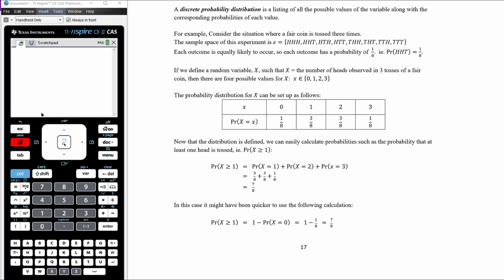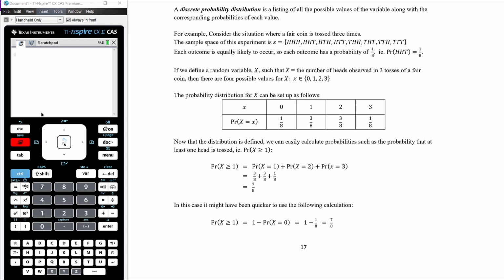So the probability of getting a head and then a tail is 1/8. Because we want our discrete random variable to be a number rather than something like HHH, we instead define a random variable x such that x is the number of heads observed in 3 tosses of a fair coin, and therefore it is possible for x to be either 0, 1, 2, or 3. And so this little table here is our probability distribution.